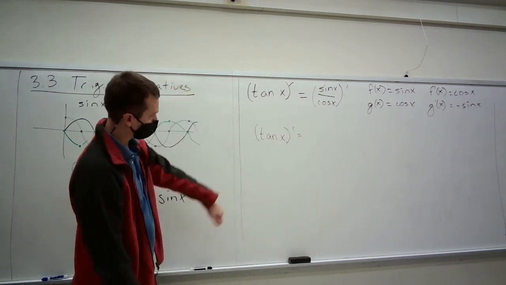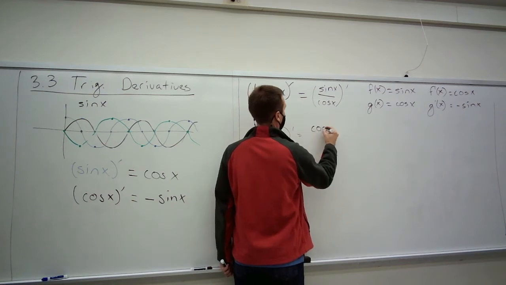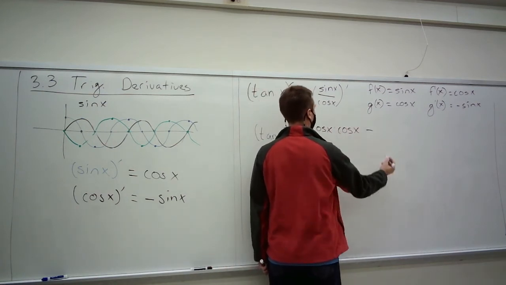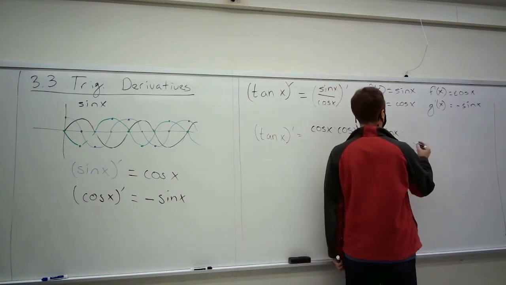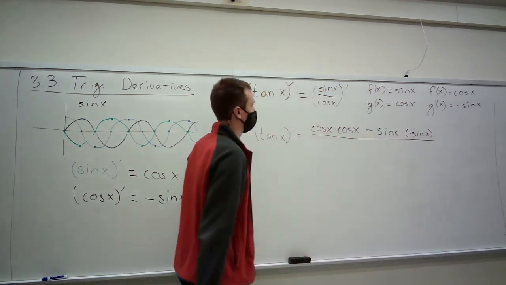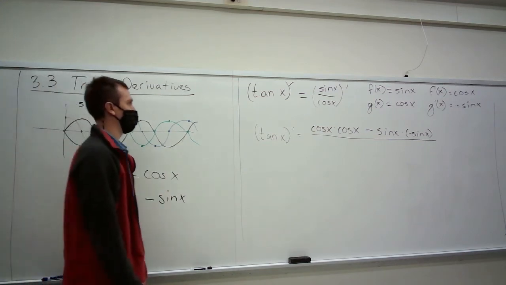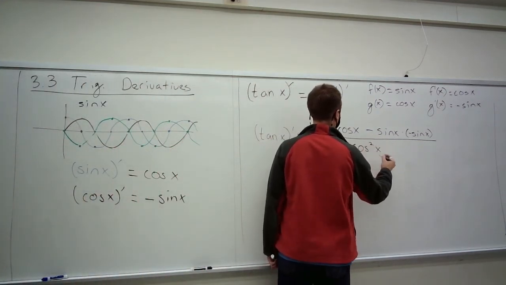Derivative of a quotient is derivative of the top times the bottom minus the top times the derivative of the bottom, divided by the bottom squared.